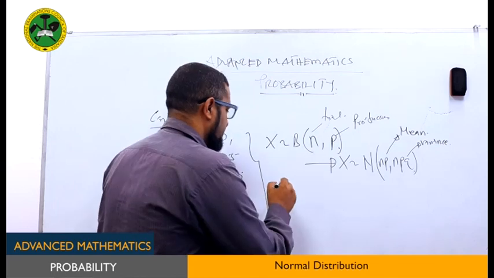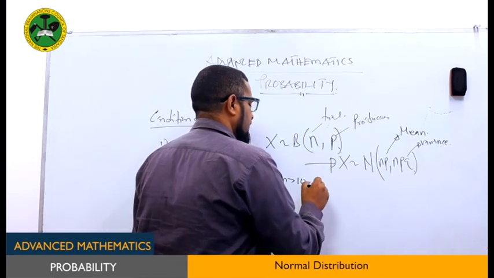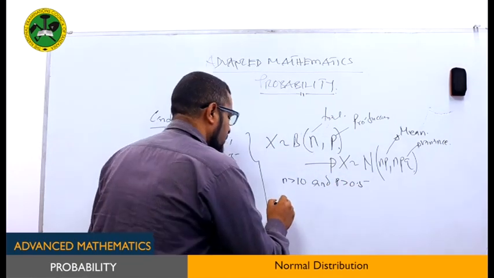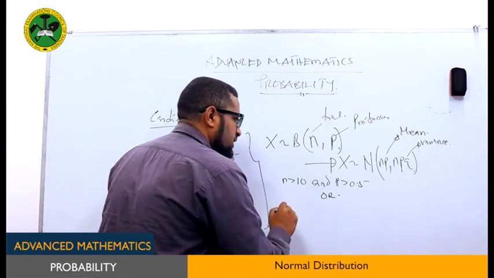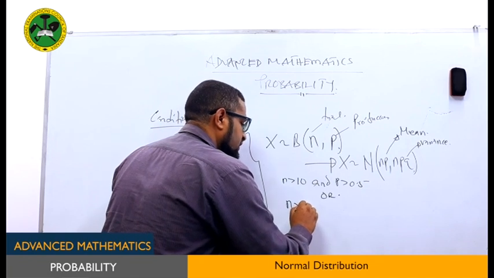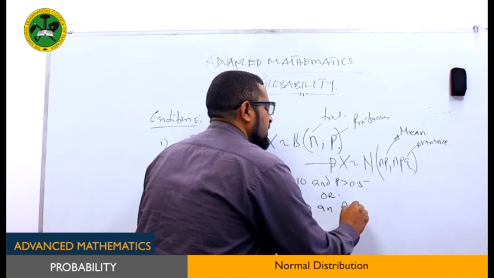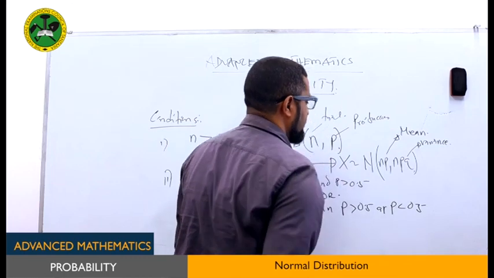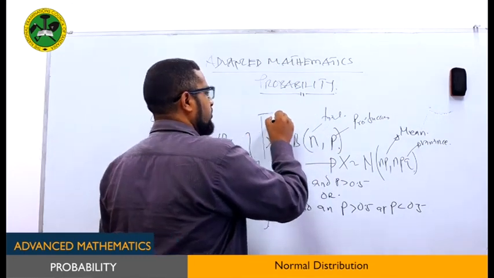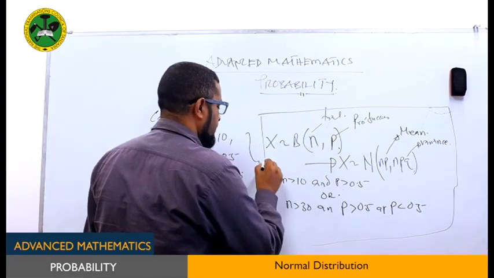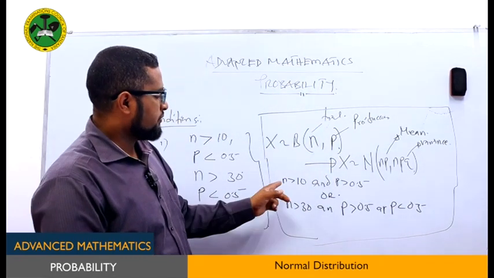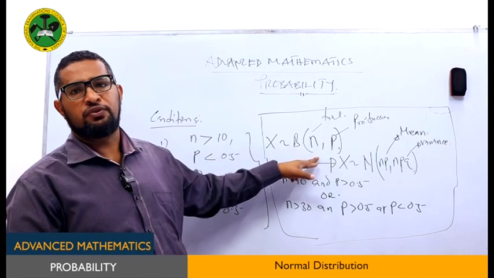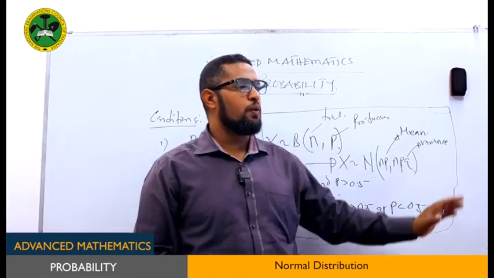So this is when n is greater than 10 and p is less than 0.5. Or the second case, n is greater than 30 and p greater than 0.5, or p less than 0.5. So you'll be using this approximation if you are given these values, number of trials greater than 10 and p less than 0.5, then you are supposed to use this one to approximate the binomial to the normal distribution.